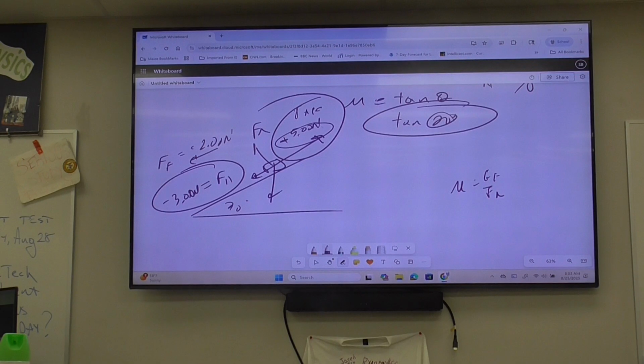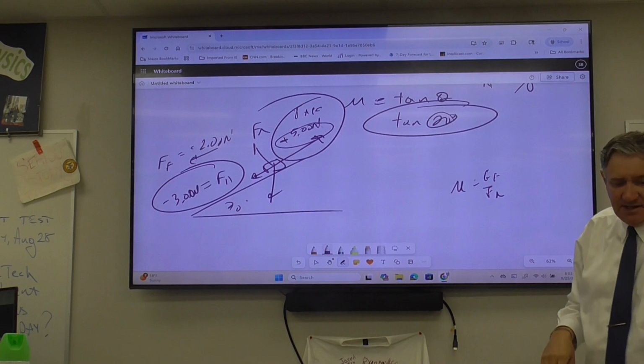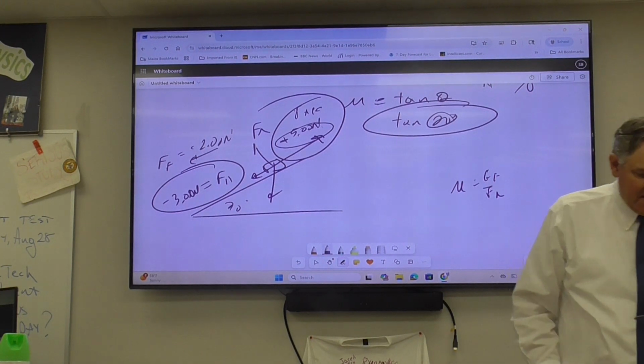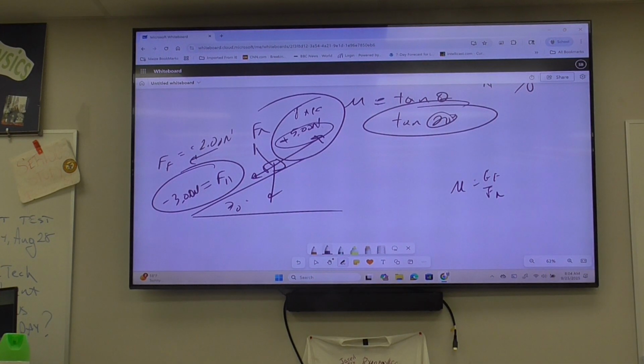Probably. And I'm going to take a 1 kilogram mass, and I'm going to hang it from the string. What should the reading on the scale be? 0. 9.8. Oh, 9.8.